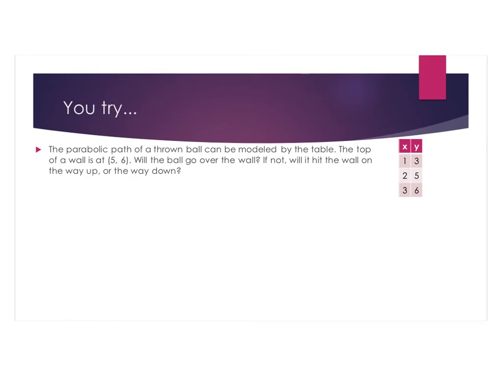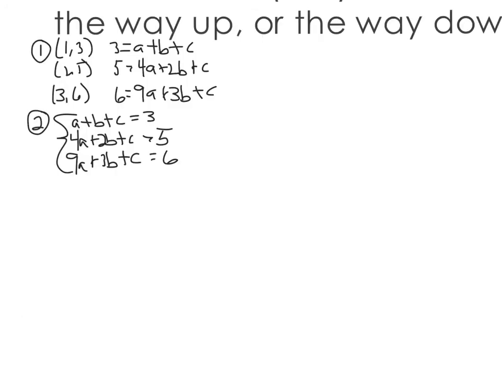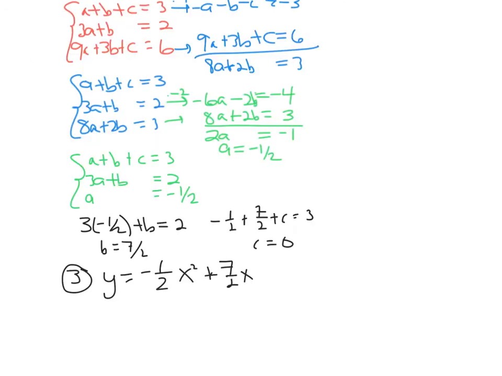Now I want you to take a few minutes and try the next problem. Hopefully you find your system to be a plus b plus c equals 3, 4a plus 2b plus c equals 5, and 9a plus 3b plus c equals 6. Now find your model. So hopefully you find your model to be y equals negative 1/2 x squared plus 7 over 2x. Now remember, we still have to answer the question if the ball will hit the wall on the way up or the way down.